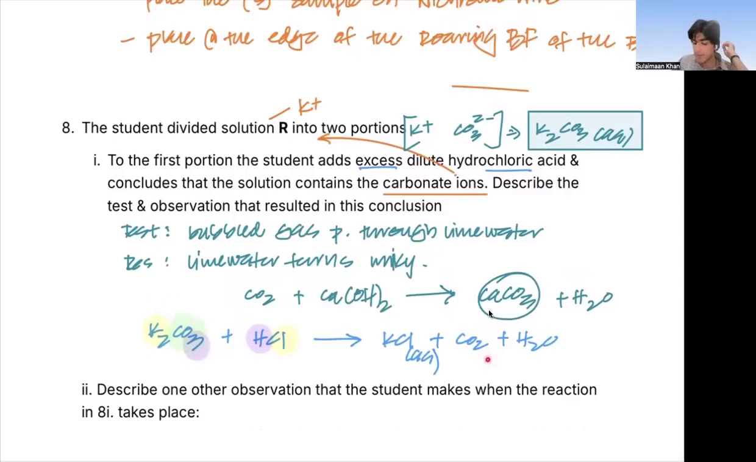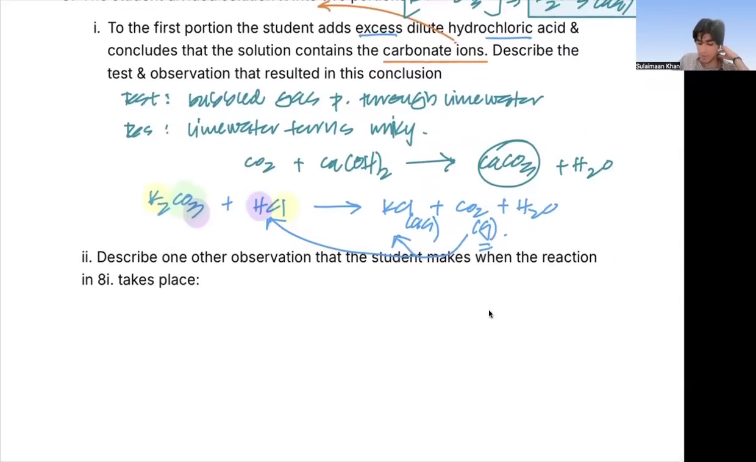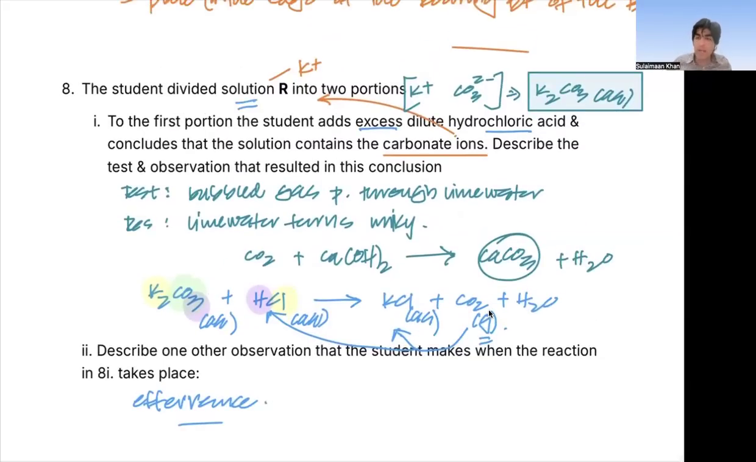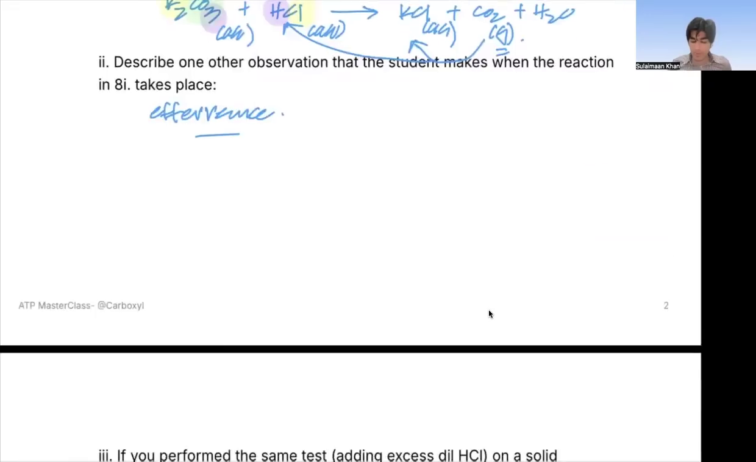But one other observation could be that, since carbon dioxide is being produced, when there's a solution and a gas is being produced, what observation do you get? You get effervescence, or you can say it's fizzing. You can't say that the solid disappears because now it's not a solid. What is it at the top? Solution R. Done. If it were a solid, then I would say solid disappears.